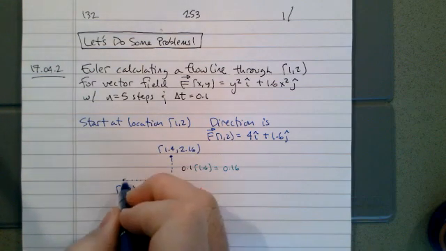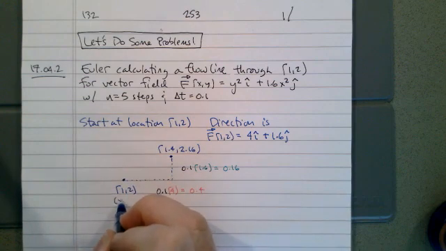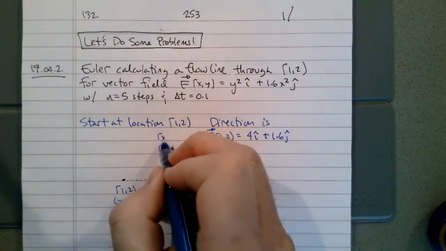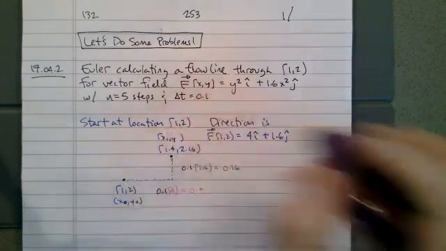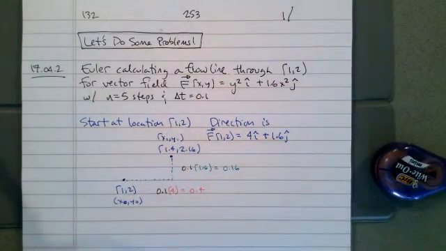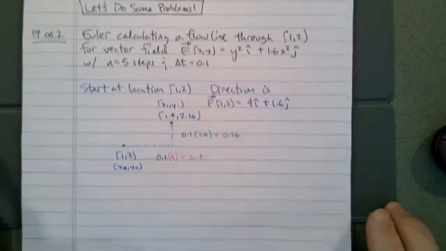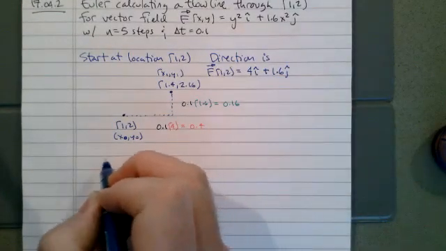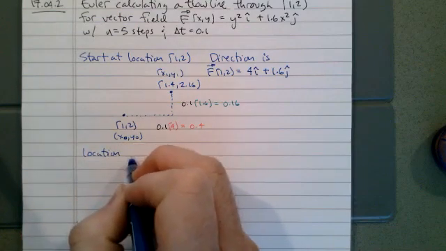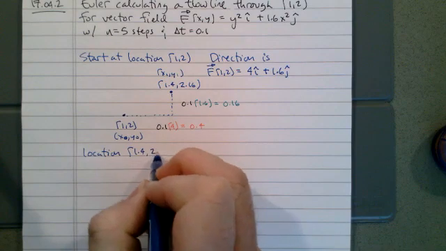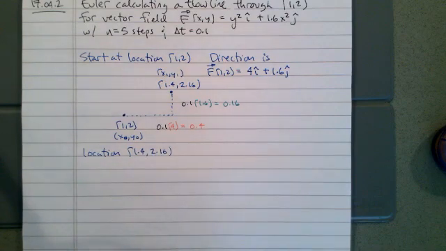So if we count this as x naught, y naught, then this would be the point x1, y1. That's our new location. Now we're at the location 1.4 and 2.16. So now we're going to recalculate our direction.